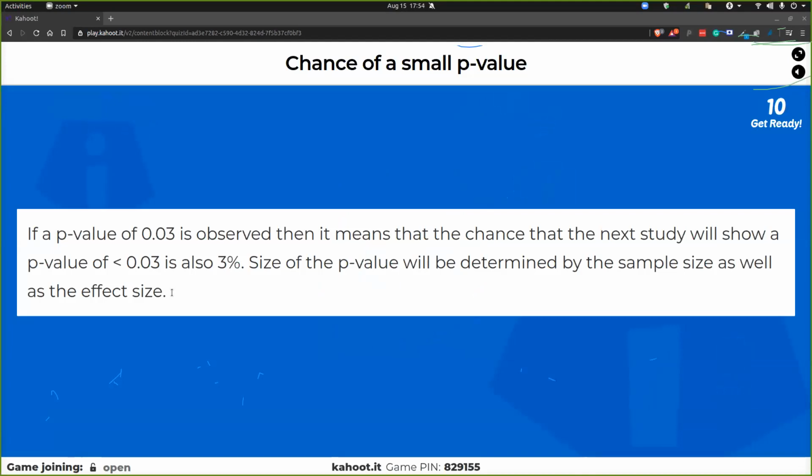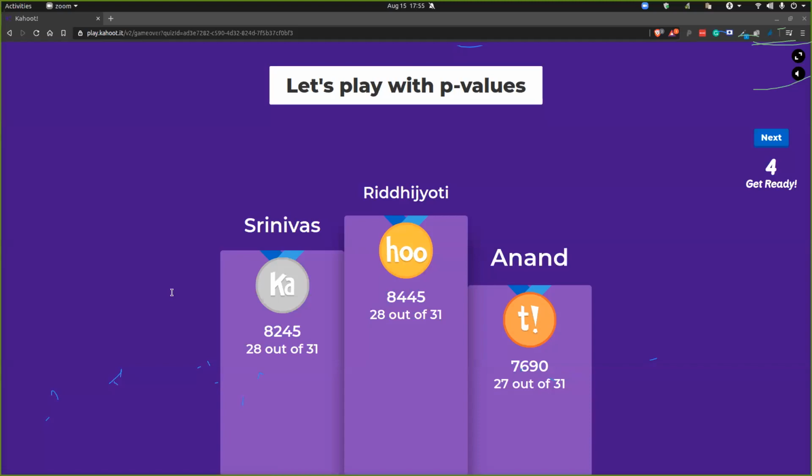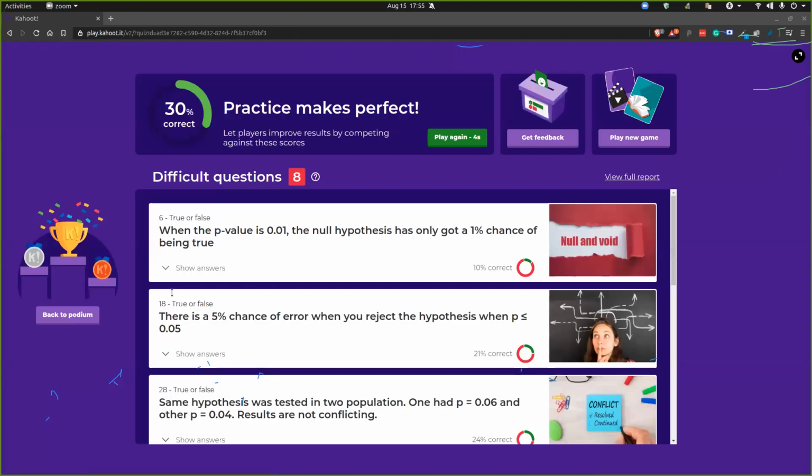Okay, I think we are at the last question. No, we are not. We have finished. Riddhi Jyoti has won, followed by Srinivas and Anand. Congratulations, you won't be getting any prizes.